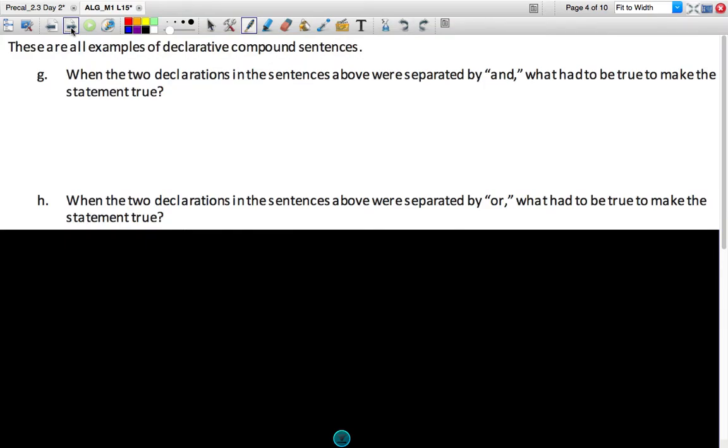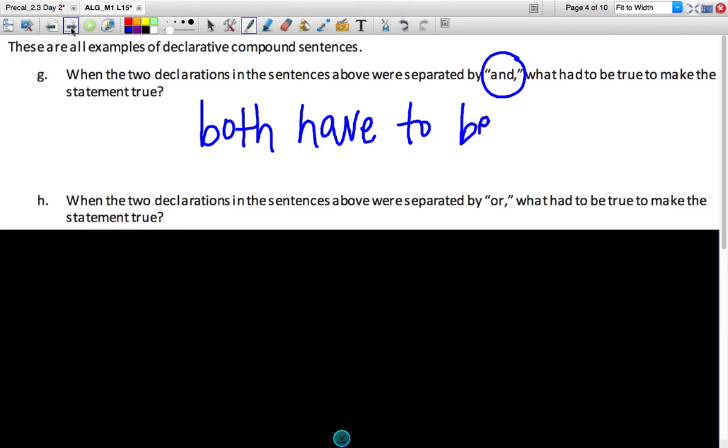Same exercise 1, part G. When the two declarations in the sentences above were separated by the word and, what had to be true to make the statement true? So again, focusing on those key words, and means that both statements have to be true. On the flip side, when they're separated by the keyword or, only one has to be true.